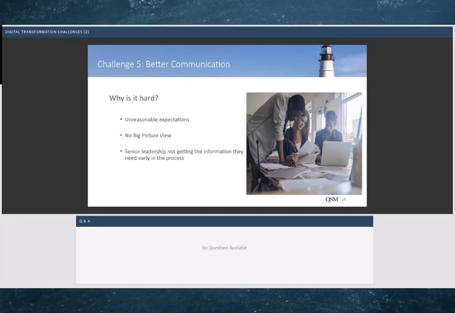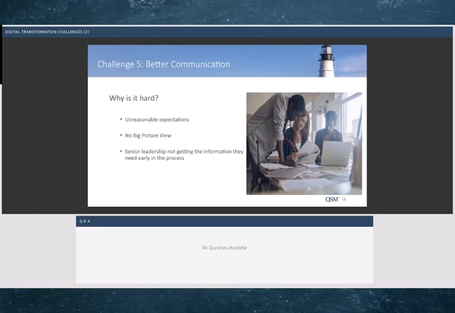All right, last challenge, better communication is huge. And this is not just in transformation programs, but in small projects and large projects. Whether it's software, whether it's a package, whether it's some type of infrastructure development, better communication is always a challenge. We always want to get better at it. Why is it hard? Well, number one, unreasonable expectations. There's always someone that wants to get done faster and for less money. And sometimes the expectations are unreasonable.